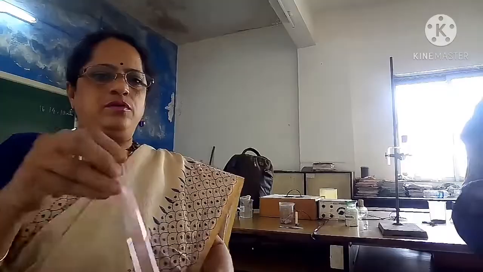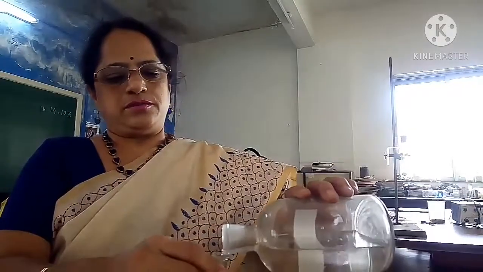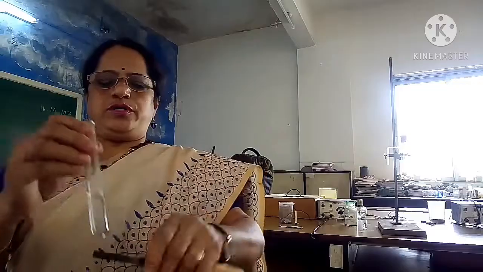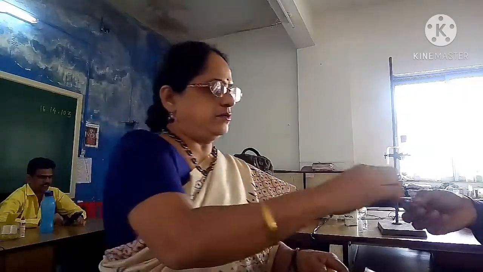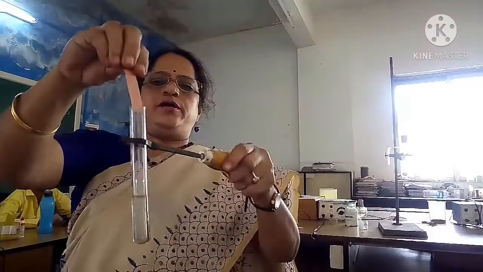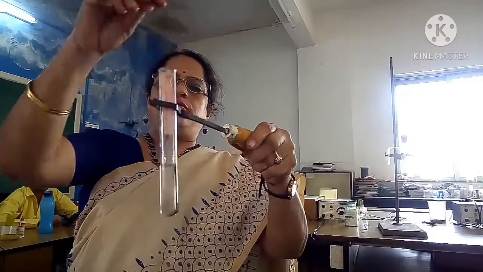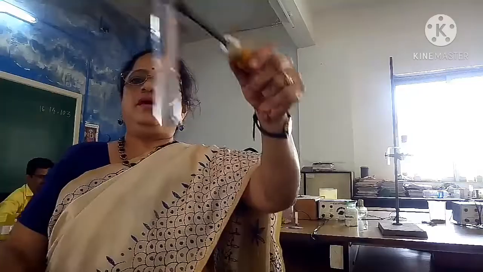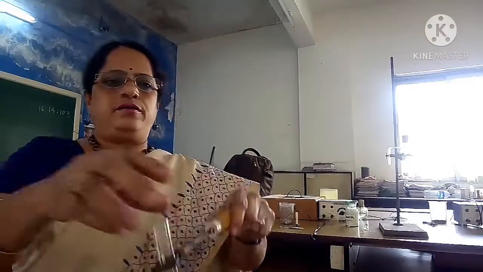Now I am taking another test tube and I am adding red litmus. So what is the conclusion? Blue litmus turns red, means it is acidic. Now red litmus I have taken. Red litmus remains red.